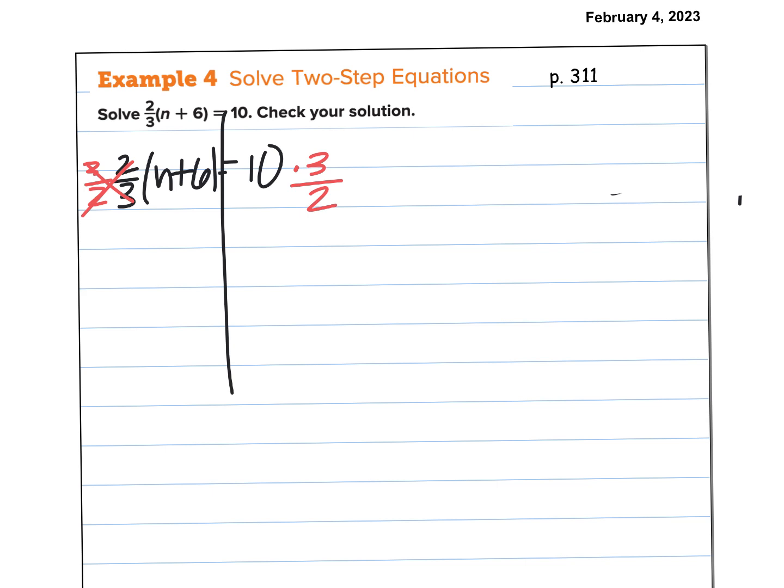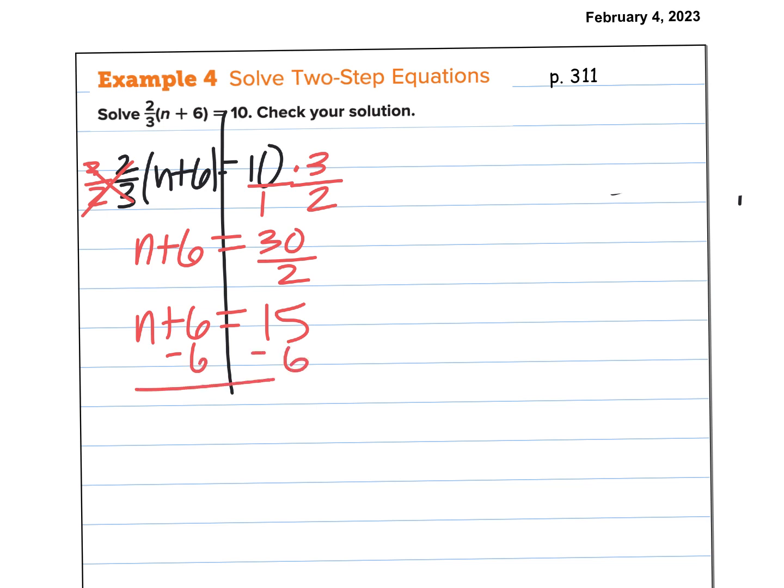So let's see what happens. I'm left with n plus 6 equals, I'll put a 1 under the 10, I get 30 over 2. Okay, I'm still left with n plus 6 equals 30 divided by 2 is 15. And then I'll subtract 6 from both sides. So n equals 9. There's my solution. So that's one way to do it. Okay, now if that way is confusing for you, don't do it that way. Okay, here's your second option.